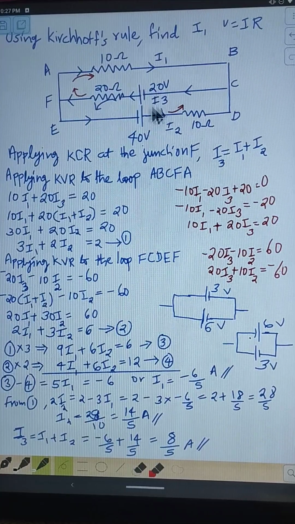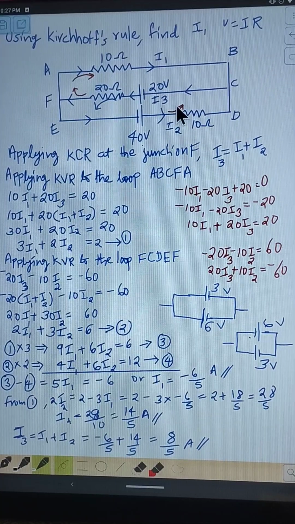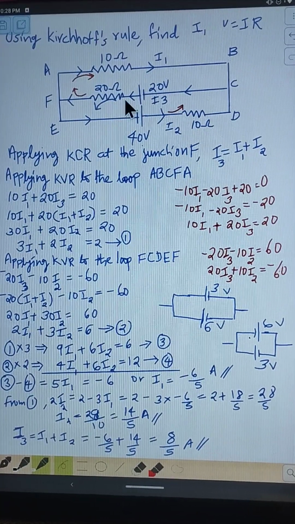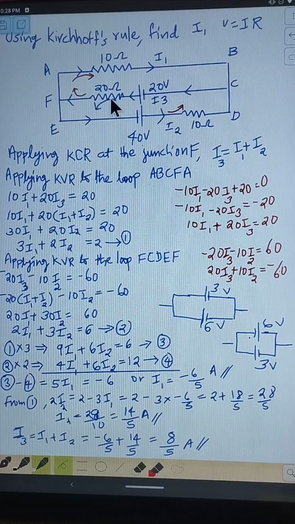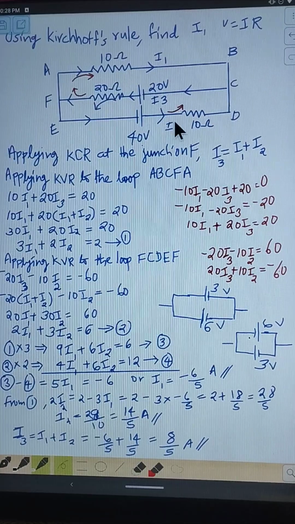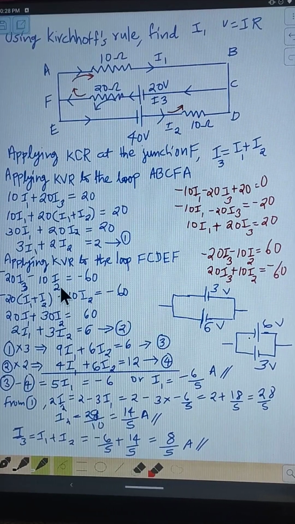And what about I2? That is also flowing in the anti-clockwise direction. So the potential created due to those currents should be given negative sign. So 20I3, that is minus 20I3, and minus 10I2 equal to the total EMF. In this loop we can find two cells are there.